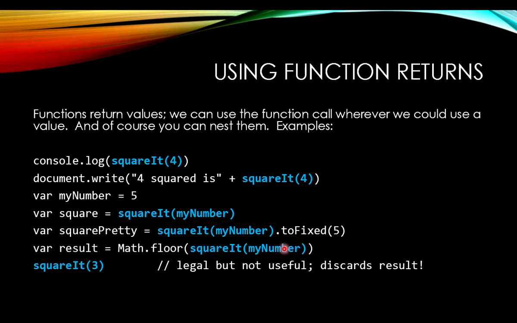Next one here, same thing. Call square it my number, that's going to become 25. It's going to floor 25. Well, floor of 25 is still 25, but that's still going to work. Then it's going to store it into a variable called result.